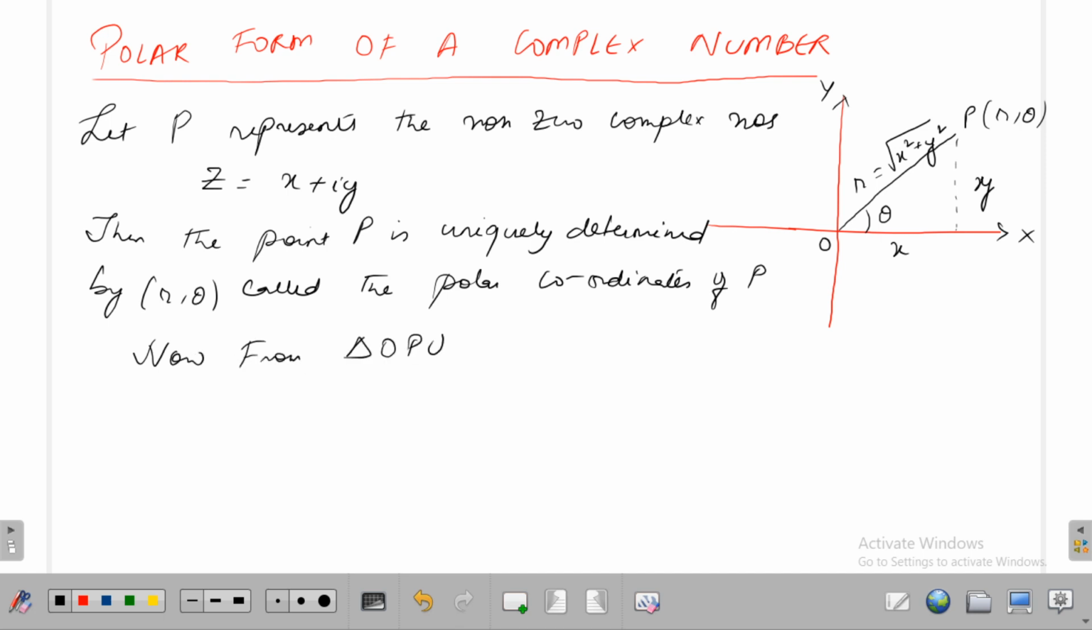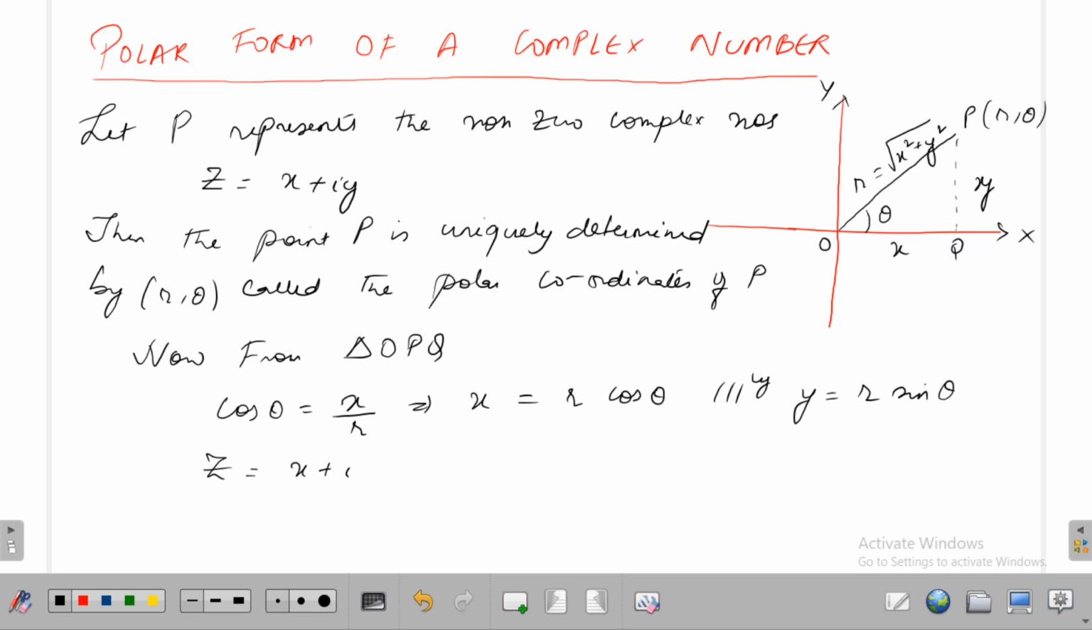Now from triangle OPQ, if you look at the triangle, cos theta is x divided by r. So x would be r cos theta, and similarly y I can say is r sine theta. And as we know z is equal to x plus iy, so that will be r cos theta plus i r sine theta. I can take r common, and that will be r times cos theta plus i sine theta.